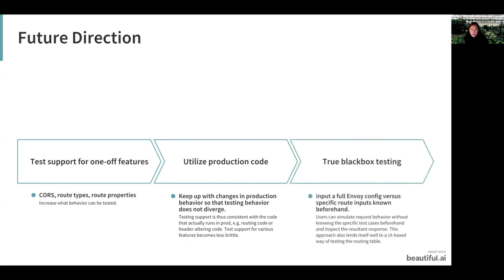And then finally, I think the ideal state of the tooling would be having true black box testing. What this would mean is just having to input a full Envoy config versus knowing specific route inputs for your unit tests beforehand. And this way users could simulate request behavior without having to come up with the certain test cases they want and just inspect the resultant response. This could be used hand in hand with the existing unit testing flow, but I think this particular approach also lends itself well to a UI-based way of testing the routing table in which you can just input some parameters and see what the resultant behavior is. And that might be something that's more intuitive for service owners instead of having to fill out the values for very specific Envoy route configuration fields.